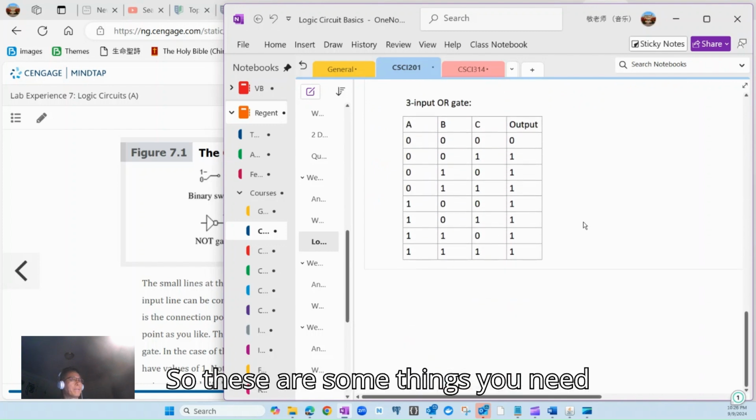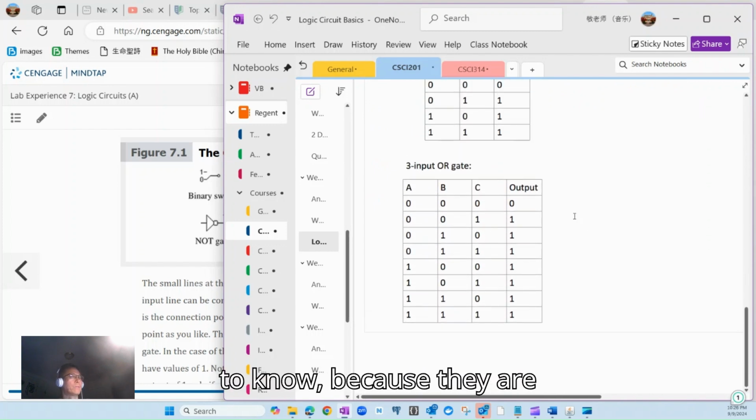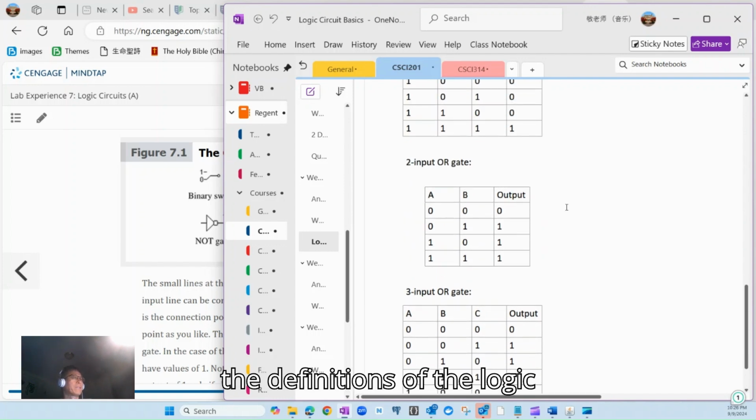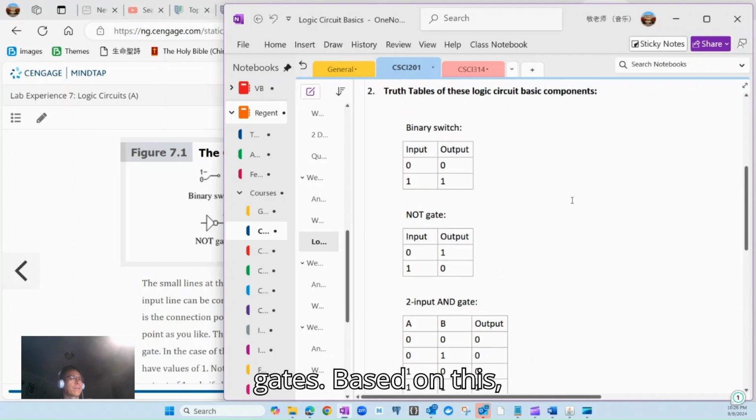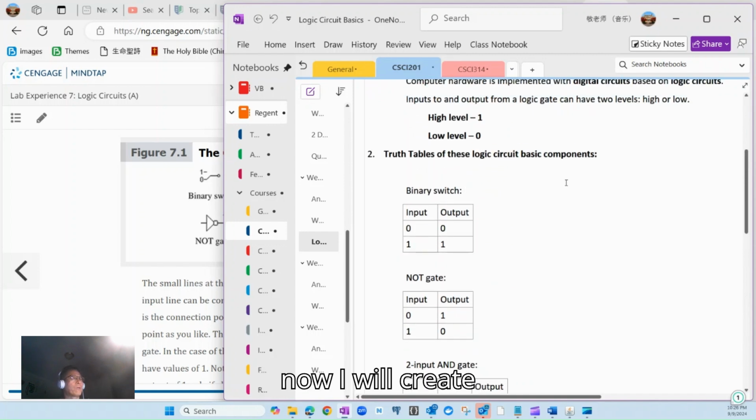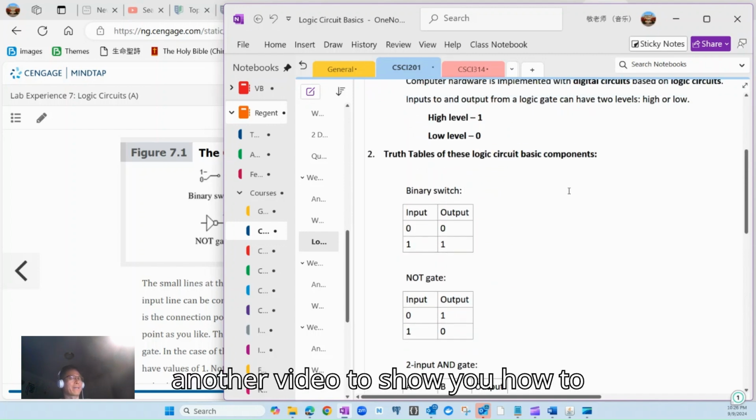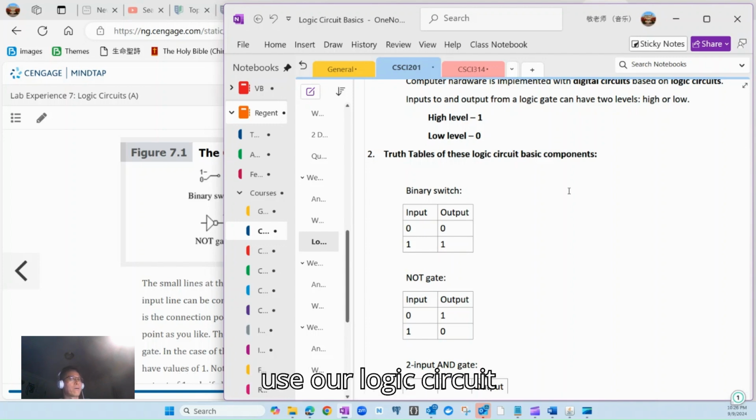So these are something you need to know because they are the definitions of the logic gates. Based on this, now I will create another video to show you how to use our logic circuits and meter to work with the logic circuits.